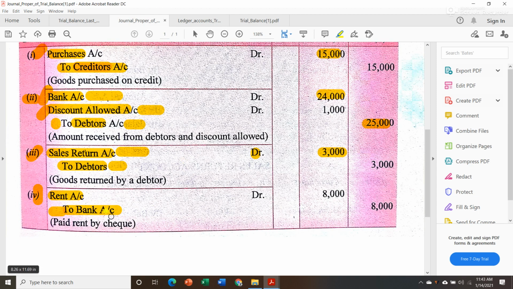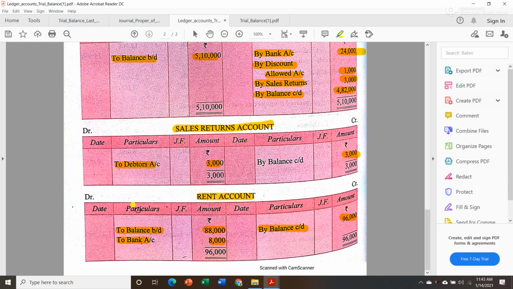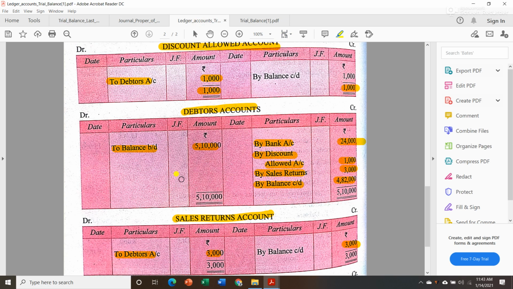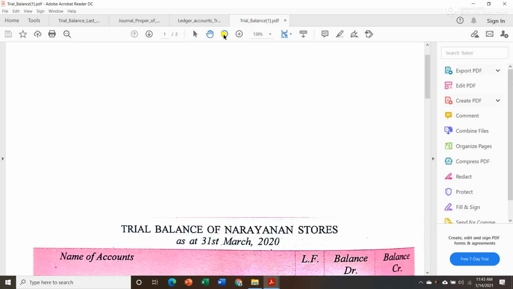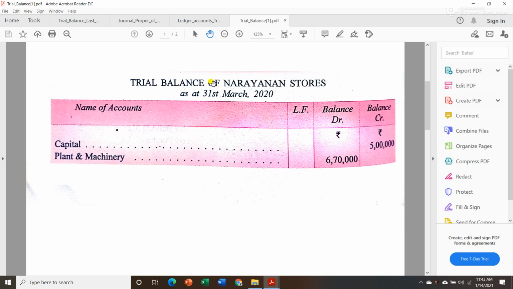Then next we have bank account. As we have already finished bank account earlier, we don't need any more. So here our ledger accounts are completed. Now let us prepare the trial balance. Now first what we will do is that in trial balance we will write the format. Okay, trial balance, since we know the name of the owner of this business, so we will write trial balance of Narayanan Stores as at 31st March 2020.